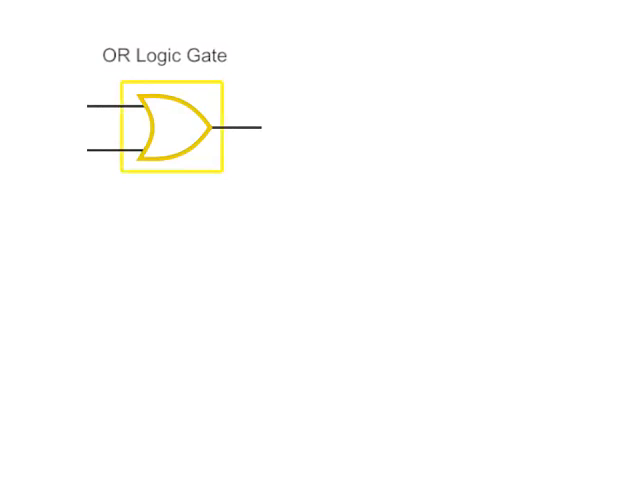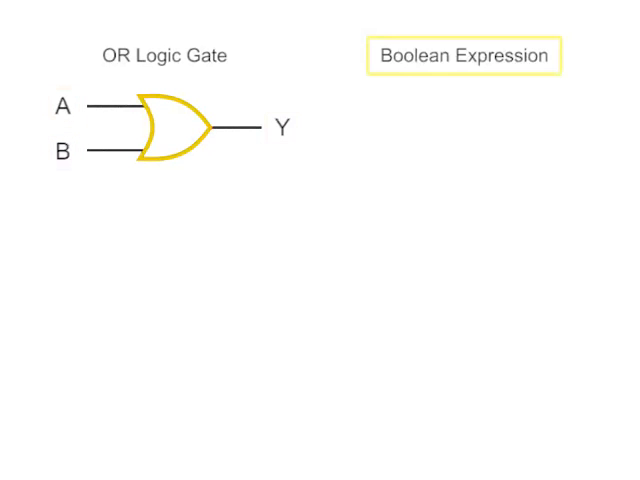Now, let's consider the OR gate. It's represented by this symbol. Again, we have two inputs, A and B, and output Y. The Boolean expression is A plus B equals Y. Keep in mind that the addition symbol in Boolean algebra means OR.